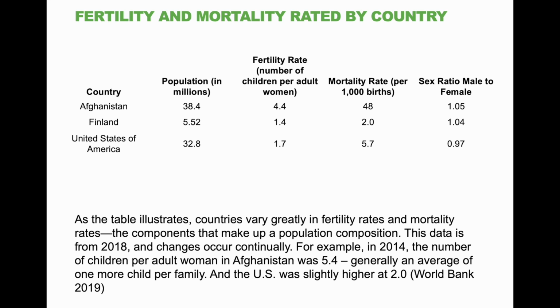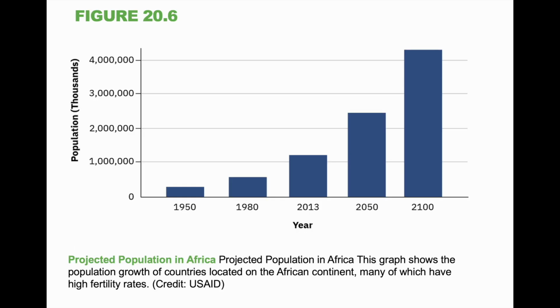For example, in 2014, the number of children per adult woman in Afghanistan was 5.4, generally an average of one more child per family. And the U.S. was slightly higher at 2.0, World Bank 2019.